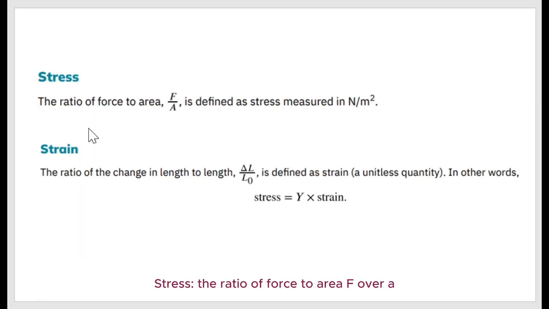Stress. The ratio of force to area, F over A, is defined as stress, measured in newtons per meter squared. Strain. The ratio of the change in length to the original length, delta L over L naught, is defined as strain. In other words, stress equals Young's modulus times strain.